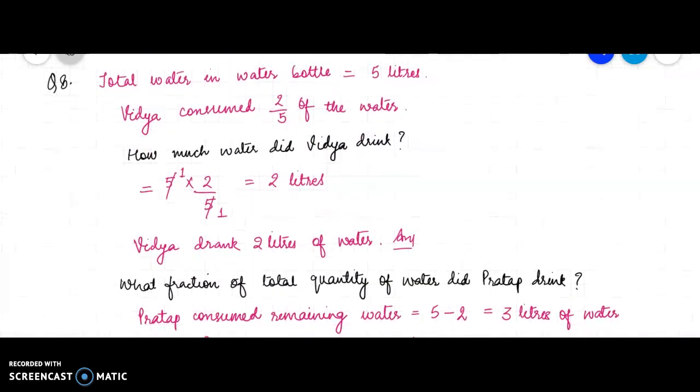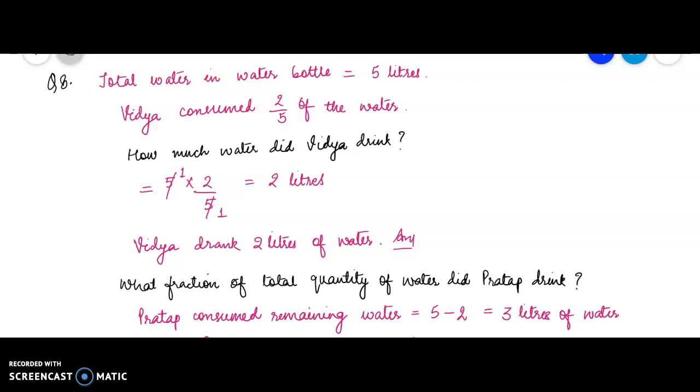Question number 8 is a word problem. Vidya and Pratap went for a picnic. Their mother gave them a water bottle that contained 5 liters of water. Vidya consumed 2 by 5 of the water. Pratap consumed the remaining water. So how much water did Vidya drink? This is the first part.